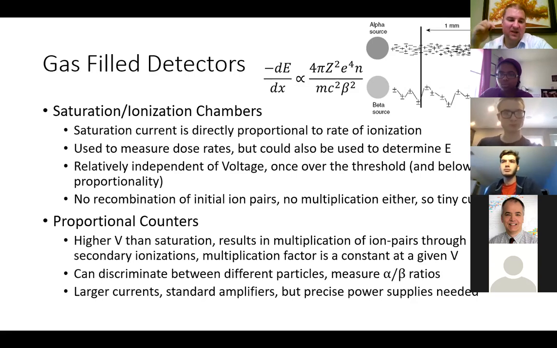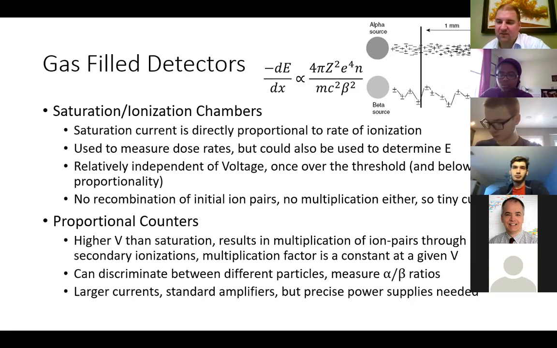Proportional counters, we kind of already covered that. You can discriminate between alpha and beta particles coming in. You get larger currents, which means that your electronics can be a little less expensive. You can use standard amplifiers with proportional counters, but because that proportionality changes based off of the voltage, you do have to spend more money on power supplies. You have to be able to supply a very precise, very stable voltage to your detector.